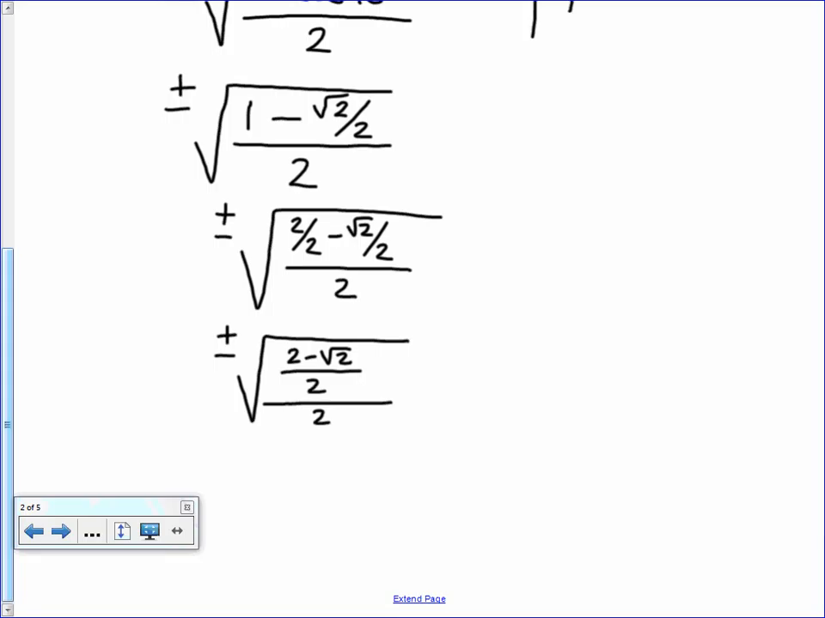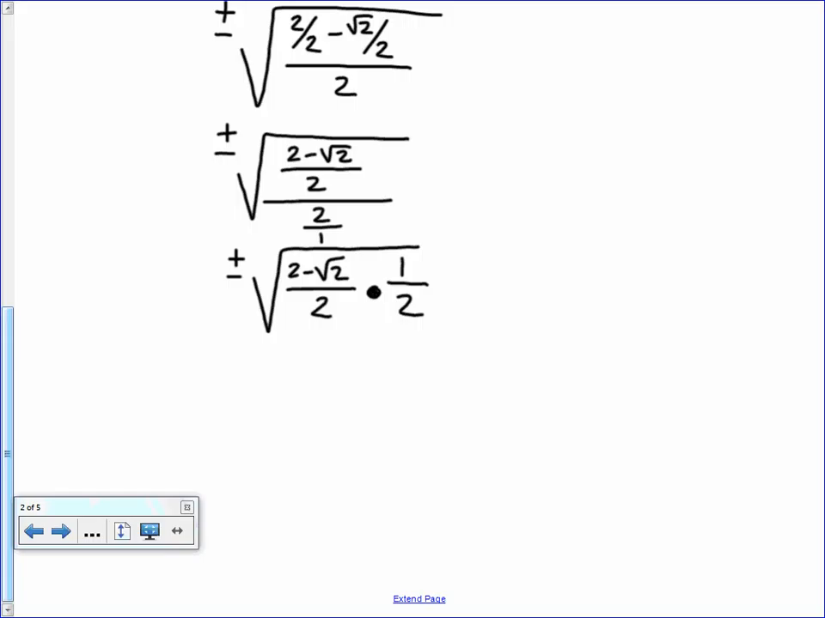Then I'm going to write it as plus or minus the square root, and I'm going to put 2 over 1 so that I have a fraction divided by a fraction, right? So I'm going to rewrite 2 minus the square root of 2 over 2 times what? 1 over 2. Keep going. Plus or minus the square root. 2 minus the square root of 2 times 1 is 2 minus the square root of 2, all over 2 times 2 is 4.